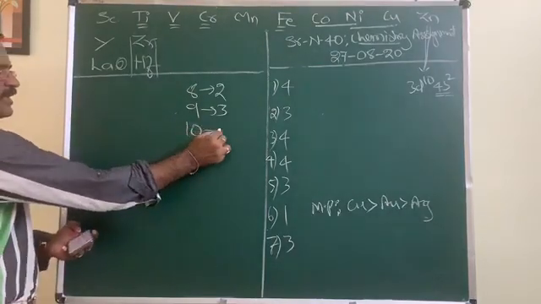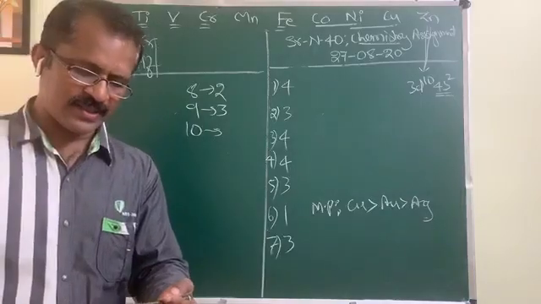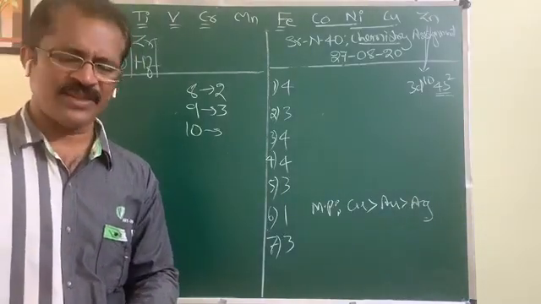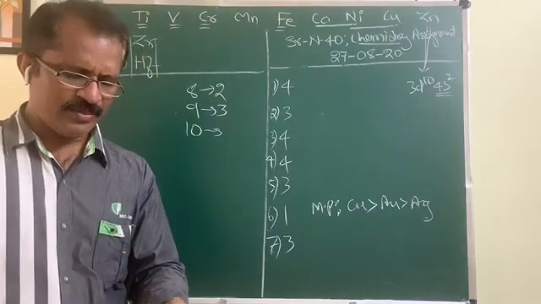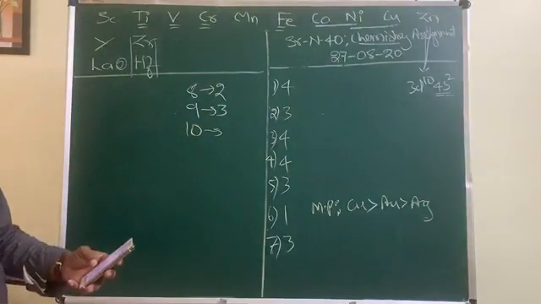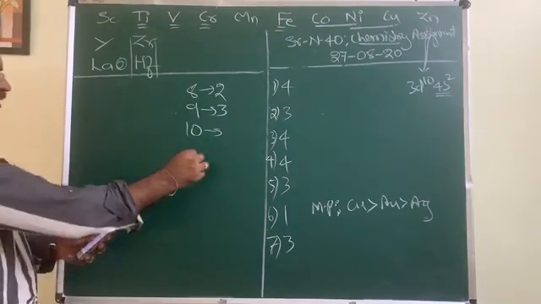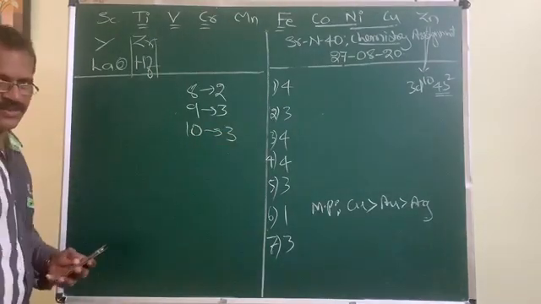Then move to the 10th. Why are transition metals good conductors of electricity? You know, not only transition metals, all metals are good conductors of electricity due to the presence of free electrons in them. That is given under the third option. This is correct for this.